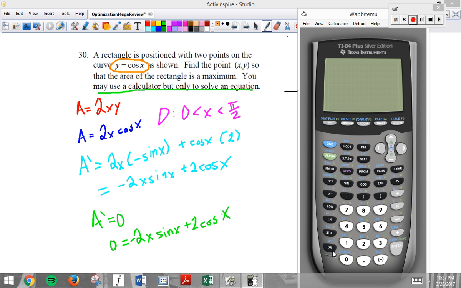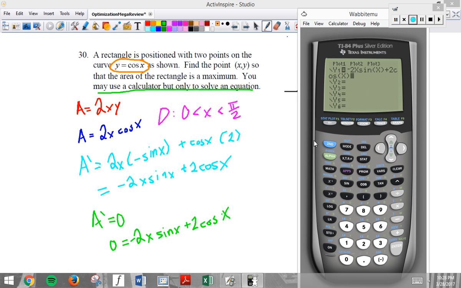How can I use a calculator to solve this equation? Mode. You want to be in Func. If you're in AB, you should always be in Func. You've got to keep it funky. Okay, here we go. Negative 2x sine x, and so on. See, I have the equation written down. That's what they mean by solve the equation.